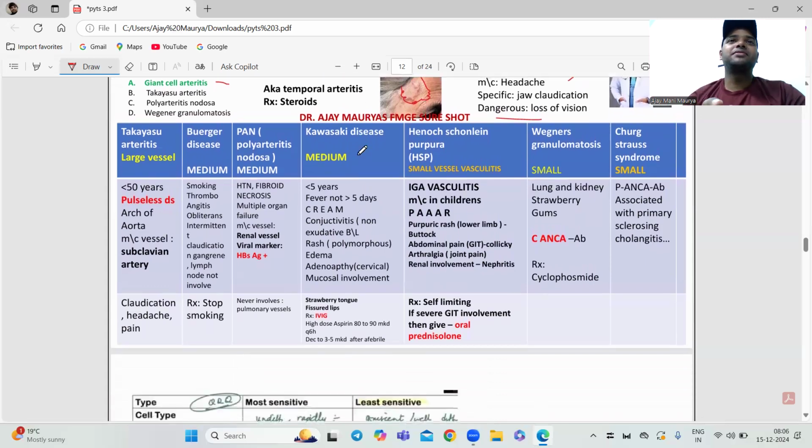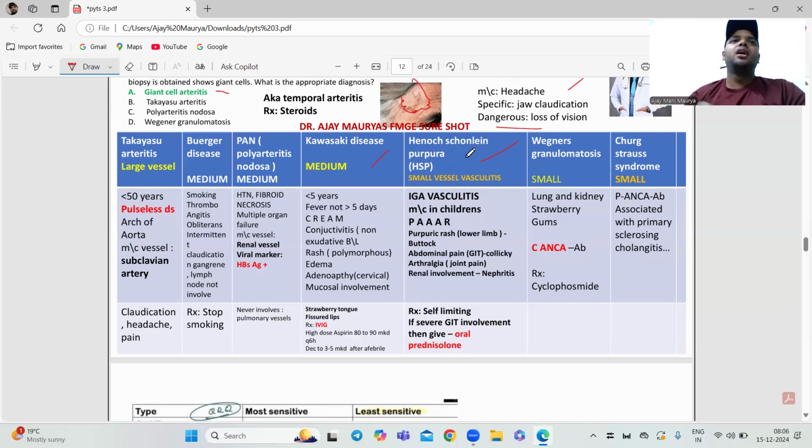Just remember from here Kawasaki and Henoch-Schonlein purpura. Kawasaki and Henoch-Schonlein purpura are important. Please remember, guys. Just pause the video or you can study in the PPT.